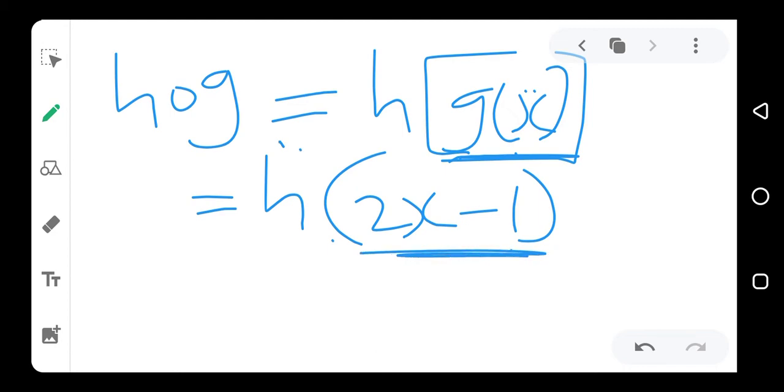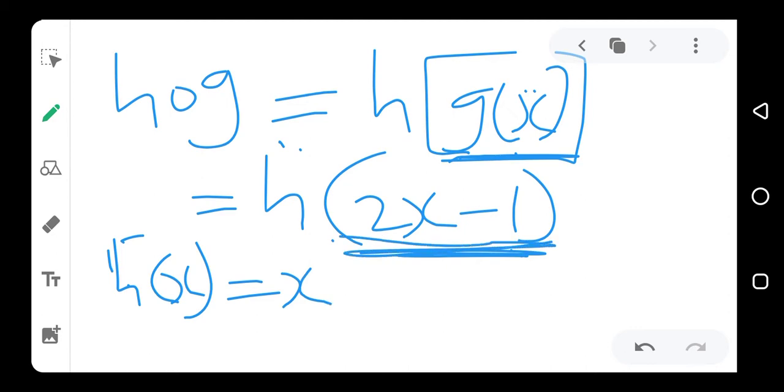Since h of x is simply x, we use this expression to replace this x here. So it becomes 2x minus 1. This is the final answer.